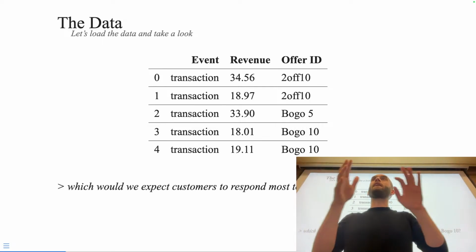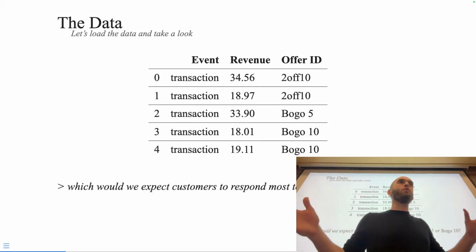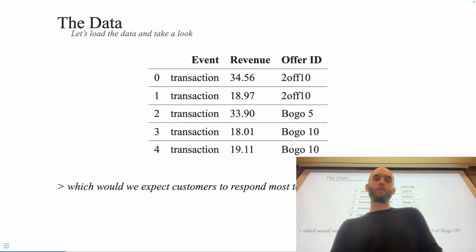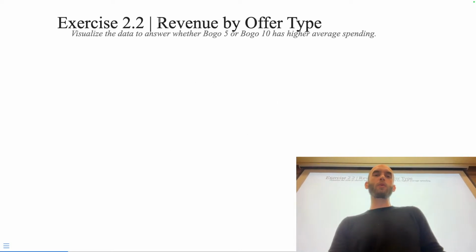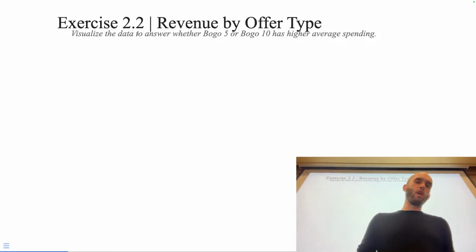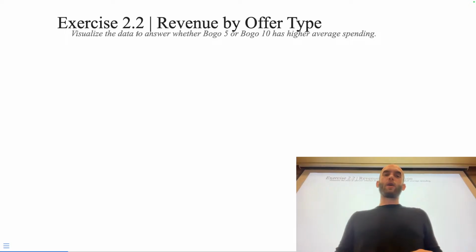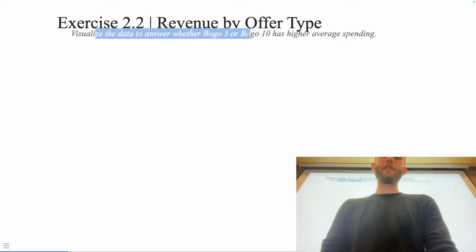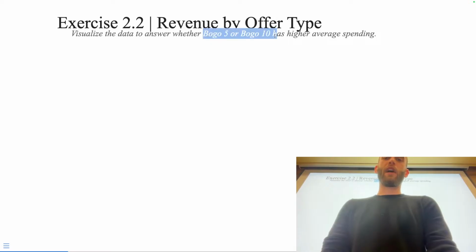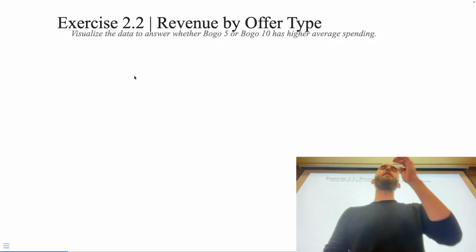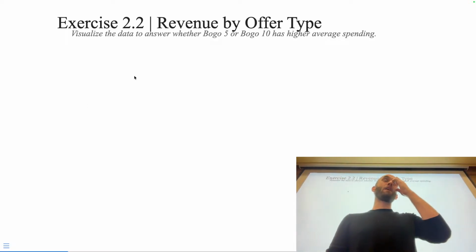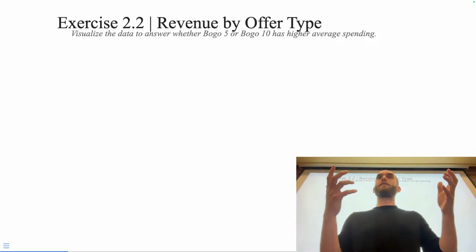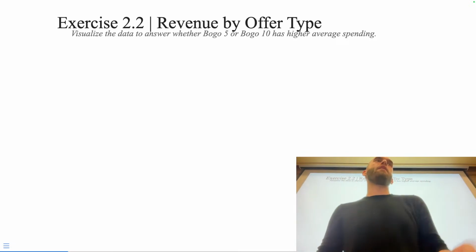Let's find out. So we can actually go to the data and check. We're going to do that over the next half an hour or so. First we're going to jump right into the exercise. We're going to look at revenue by offer type. In the exercise, we're actually going to try to answer this question. We're going to visualize the data, whether BOGO 5 or BOGO 10 has the higher average spending. There's some code in the slides, but we're just going to start by loading the data set and running that in the notebook.